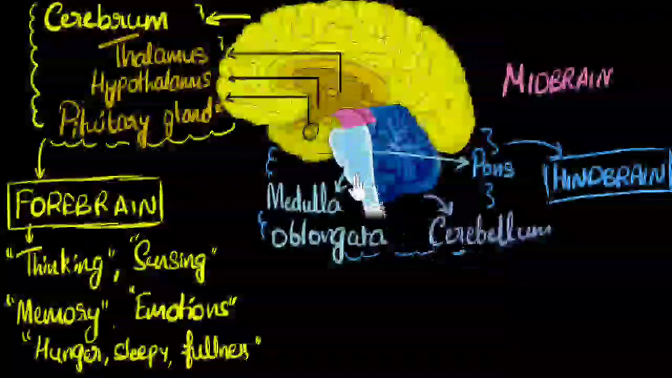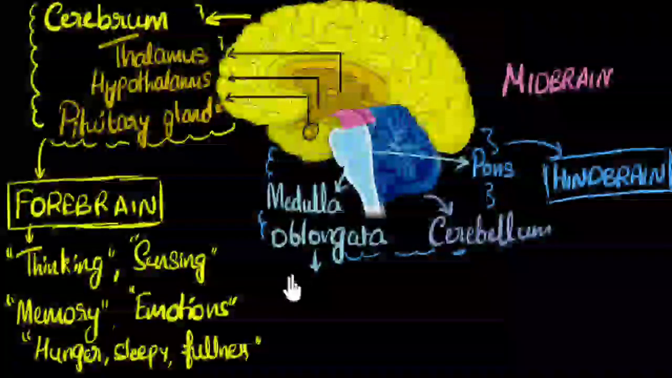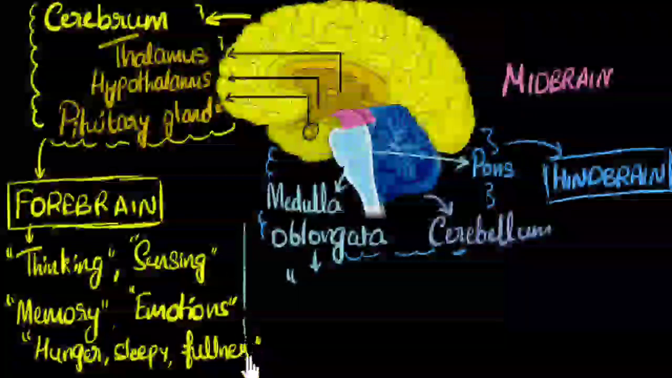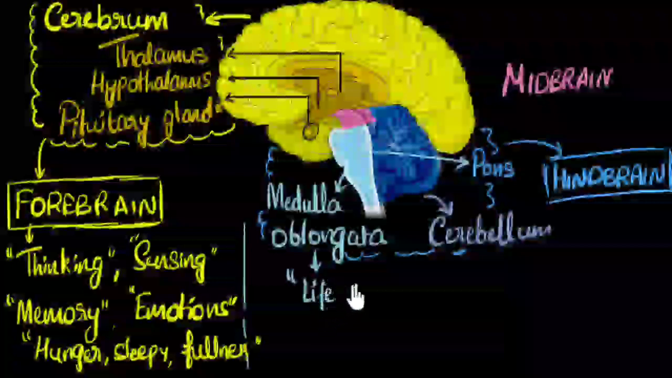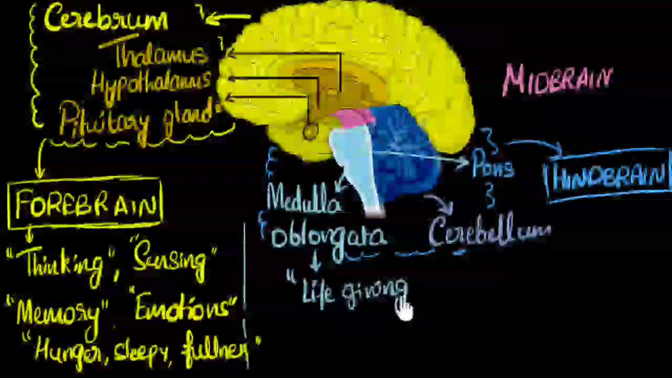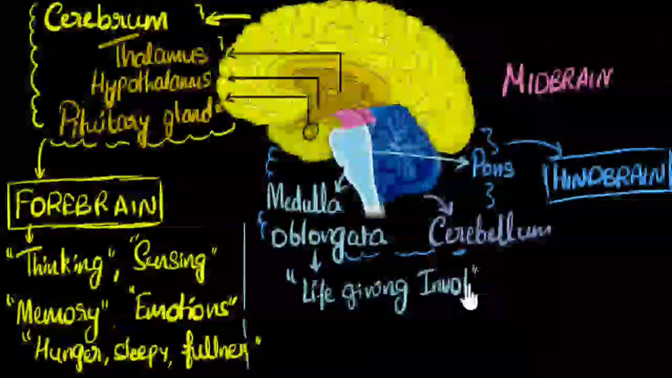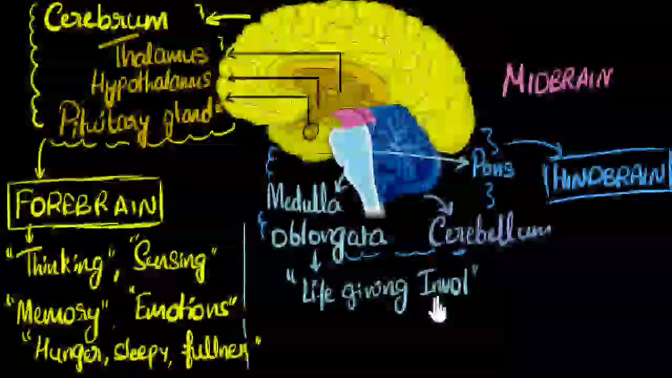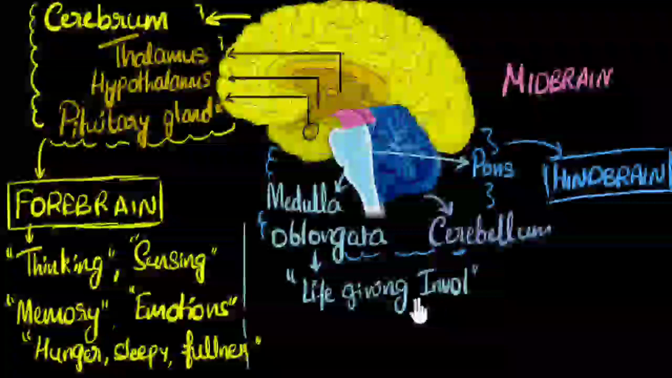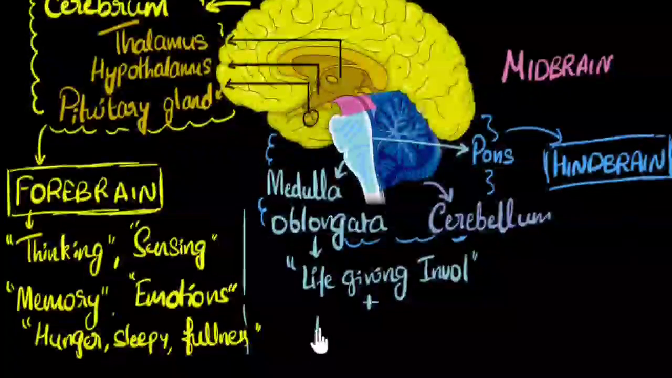So what does the medulla oblongata do? Well, again, it controls most of the life-giving involuntary processes. That means these are the most essential for life, like your heart beating, your breathing, digestion, all of those essential things are taken care of by your medulla oblongata. Along with that, it also controls some of your reflexes.